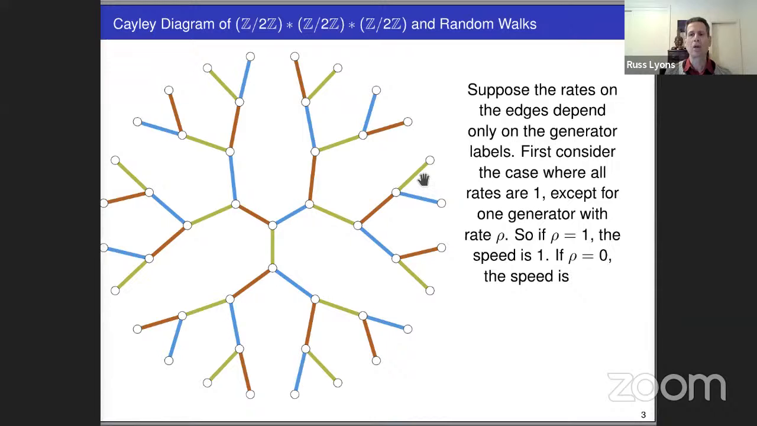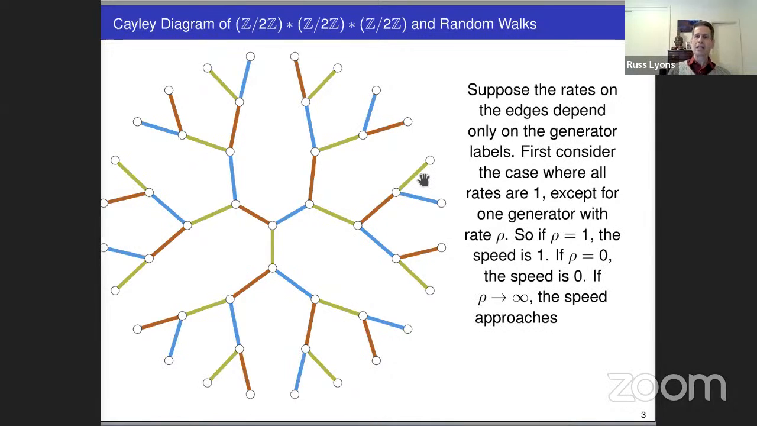What if rho is 0, which means that edge will never be crossed? What is the speed in that case? Zero, right? And it's 0 because wherever you start, there's only a line, Z, given by those 2 generators that you can cross, that it will walk on. And so it's like continuous time simple random walk on the integers, which of course is recurrent, has speed 0. Okay.